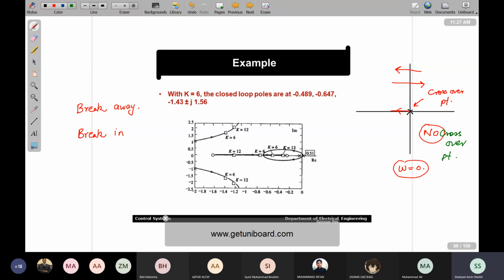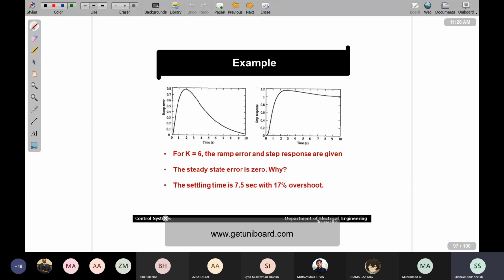-0.274, and the other is lying at -1.69. So these are the locations of the open loop zeros, and we have open loop poles also lying here. So this is the situation. Now at k equal to 6 the ramp error and the step error are given. The steady state error is 0.